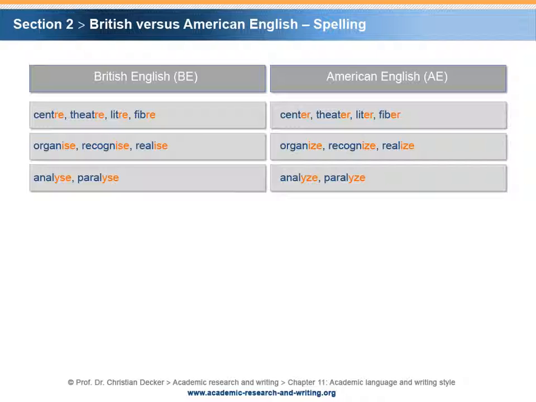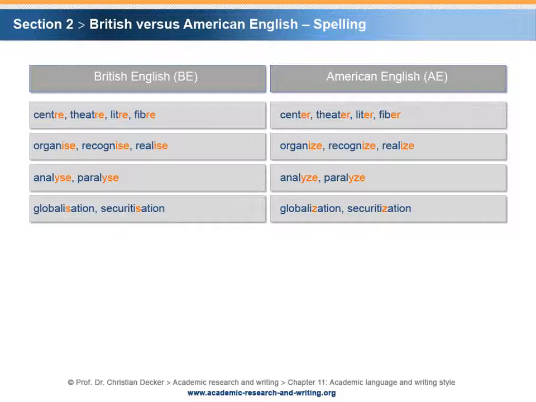Accordingly, nouns derived from a verb with these endings are spelled either with S in British or with Z in American, as for example the nouns globalization or securitization. Regarding the above-mentioned endings, the American spelling containing the Z is sometimes accepted in British English. In academic writing, however, it is preferable to use the spelling as shown in the list.